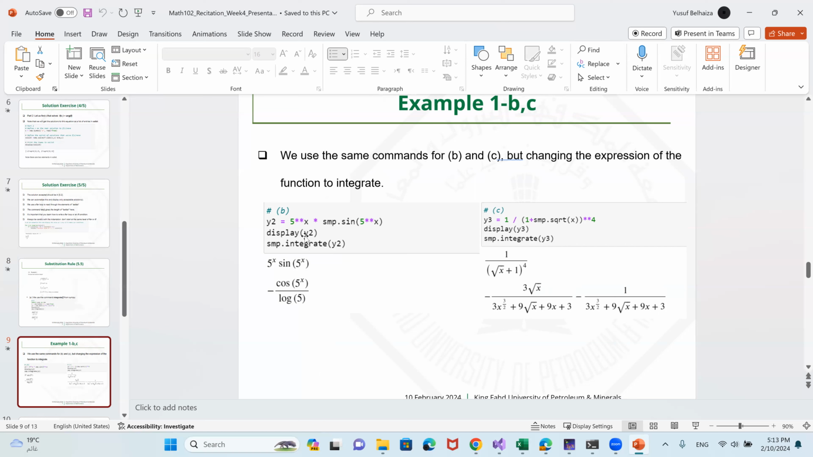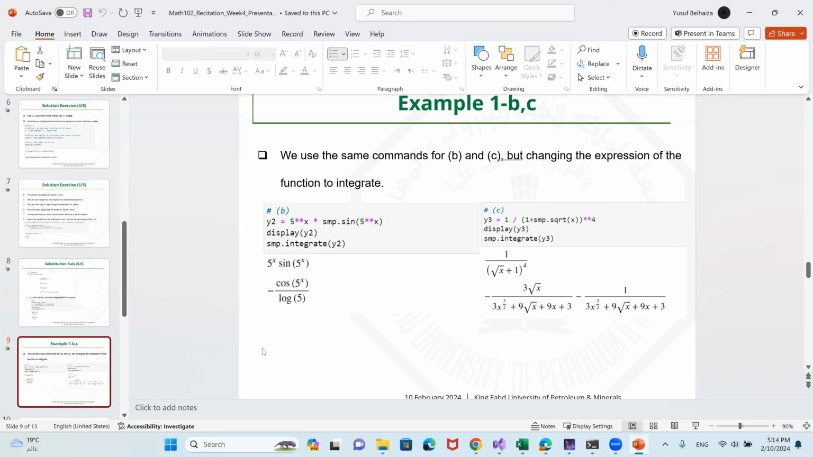We'll display y2 here. So that's the second function to be integrated, and we'll integrate it. The result is minus cosine of 5 to the power x divided by ln of 5. For the C part, it's y3, which is equal to 1 over 1 plus square root of x all to the power 4 in the denominator. That's y3. We integrate it, and we get this beautiful mathematical beast.